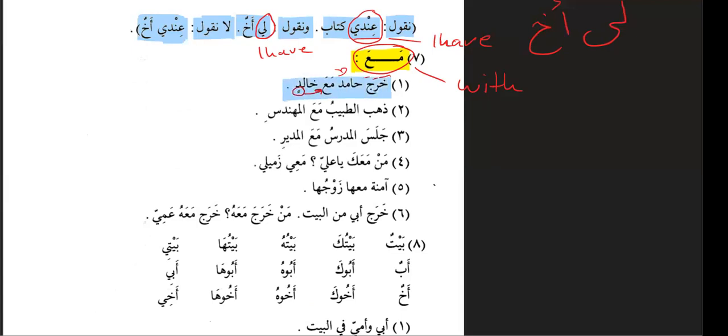نعم. لوجين الثاني اقرأ. ذهب الطبيب مع المهندس. نعم. ما معنى الجملة؟ The doctor left. ذهب, went. ذهب, to go. Okay. So the doctor went together with the engineer. نعم. ذهب الطبيب مع المهندس. جيد. إسماعيل الثالثة.